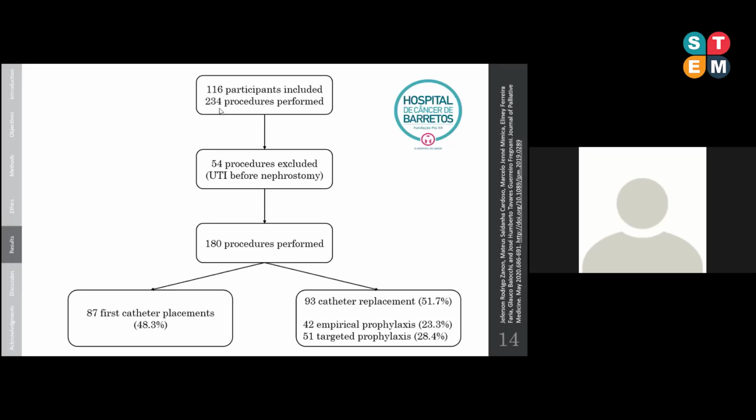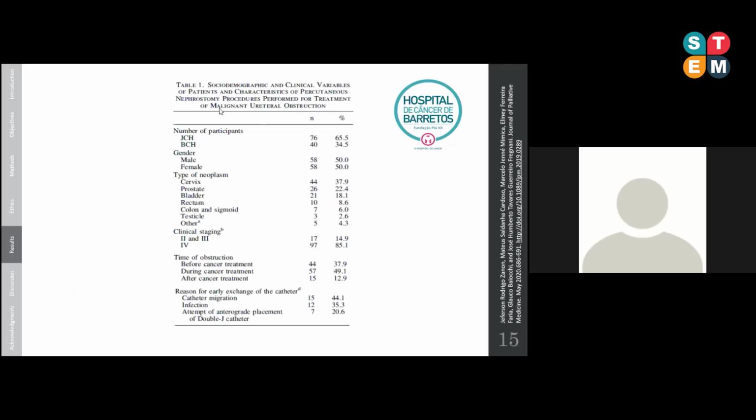Of the 180 procedures, 48% were catheter first placement and 51% were catheter replacement. Just over half of the replacement catheter procedures received targeted antibiotic prophylaxis. The main cancer responsible for urinary tract obstruction that required percutaneous nephrostomy was cervical cancer, followed by prostate cancer. 13% of these patients required percutaneous nephrostomy after cancer treatment, in other words, when they received only palliative care.